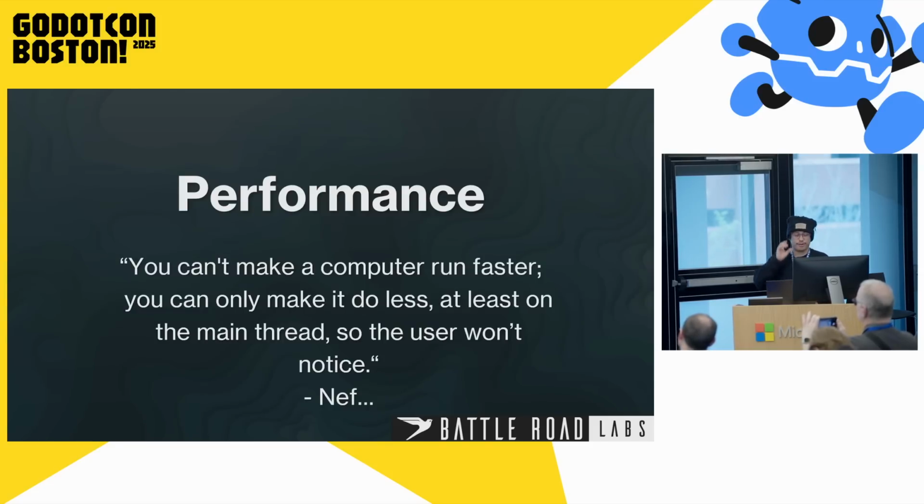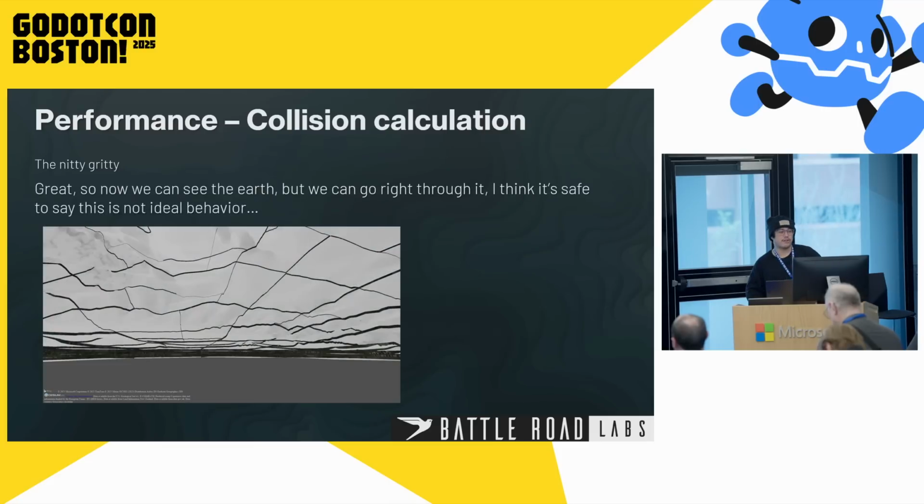Next up, there is just one slight performance hiccup that we found. Performance and actually gameplay hiccup, which are collision calculations. So great, now we can see the Earth, but we can go right through it. So that's not the ideal behavior that we wanted. As you can see, I'm right through some mountains there. That's not what we want. How do we fix this?